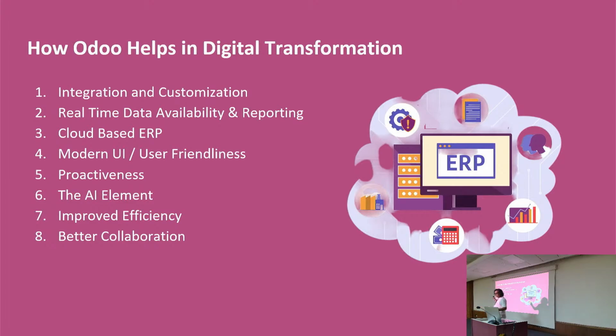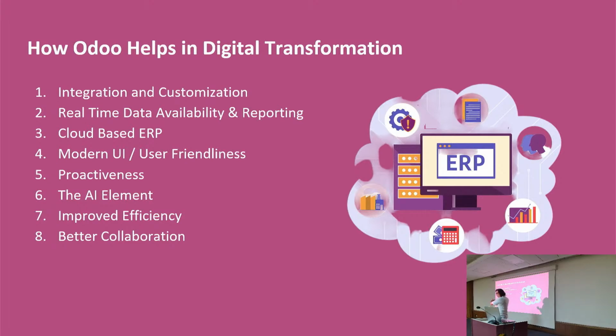The proactiveness, of course, right? Odoo comes with new features every 3 months, every 6 months, right? So very proactive. The AI element, the most happening word in any boardroom. In any boardroom, if you are not talking about AI, you are not allowed to come inside nowadays, right? Even if it is a government organization, if you can talk about AI, you are welcome in the meeting. Otherwise, they may not entertain you.